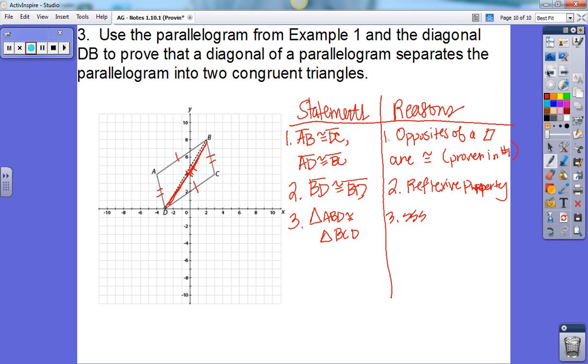Steps 1 and 2 really have everything we need in there. So hopefully, like I said, this is a review of what we did in coordinate algebra. And in the next lesson, we're going to go on to looking at the special types of quadrilaterals, such as squares, rectangles, rhombi, things like that.